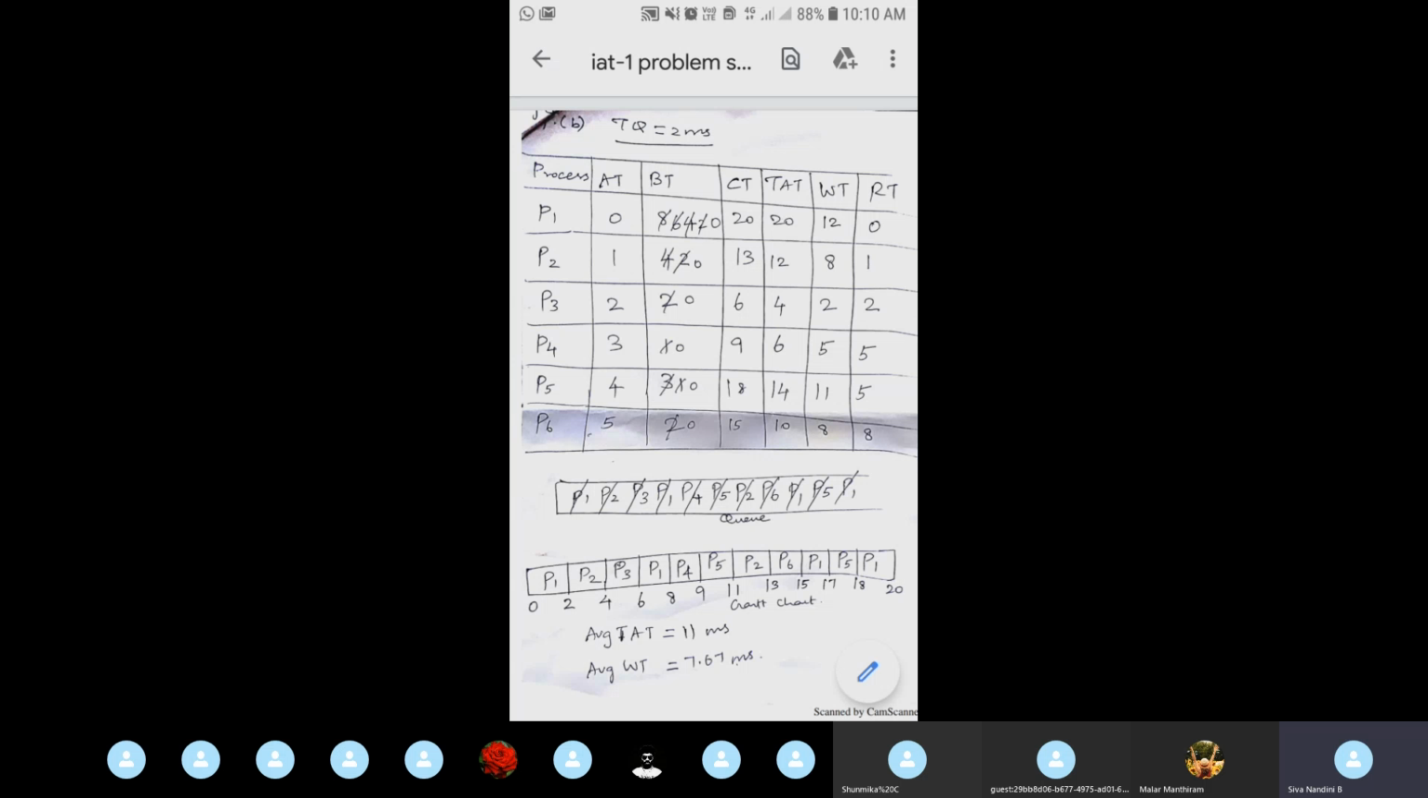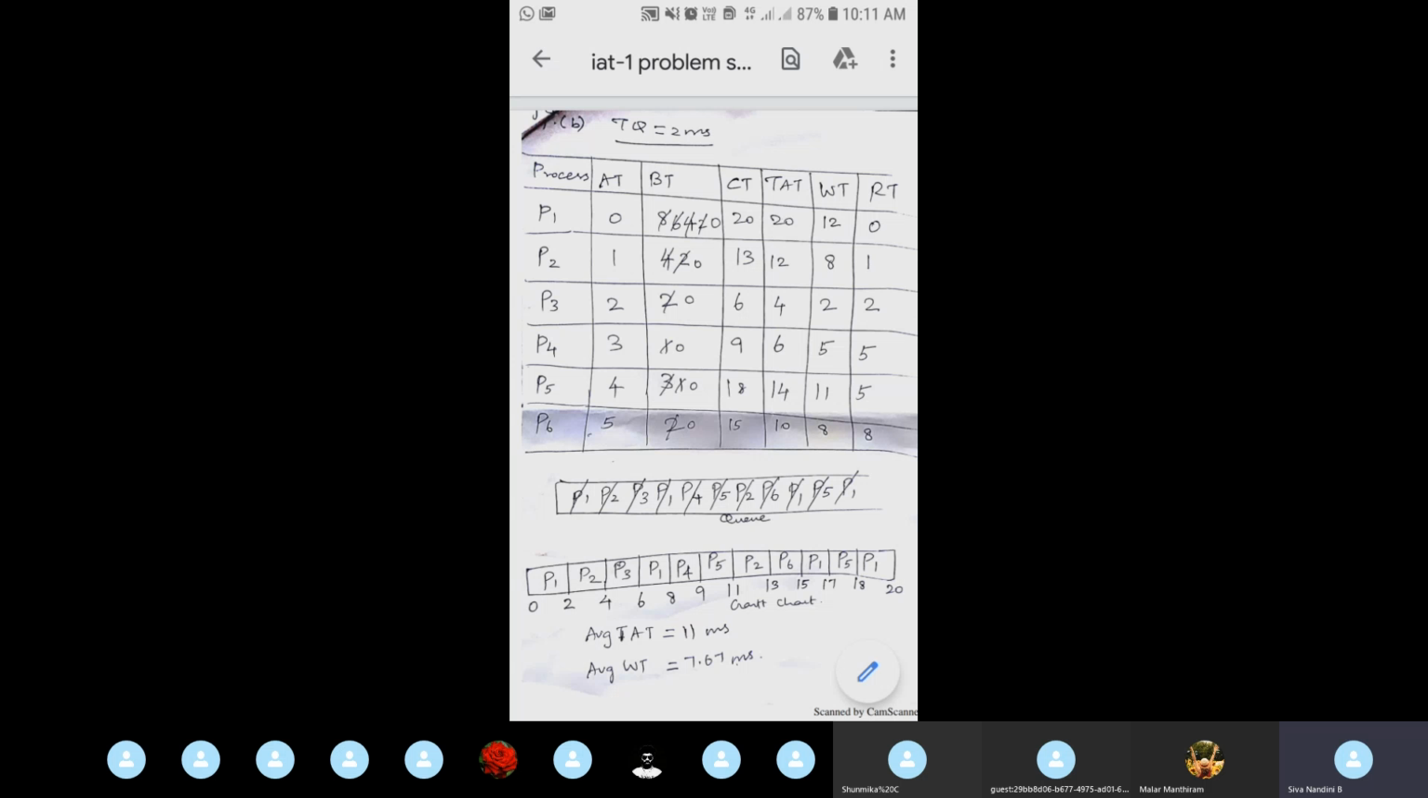Next, after P2, in the queue we have P6. This P6 process will be executed for its burst time, which is also the time quantum of 2 millisecond, that is from 13 to 15. Thus P6 has completed its execution.